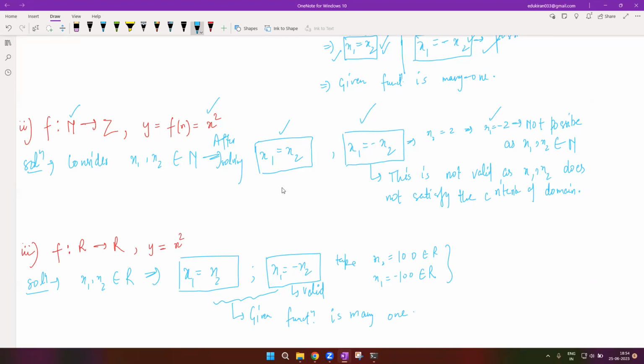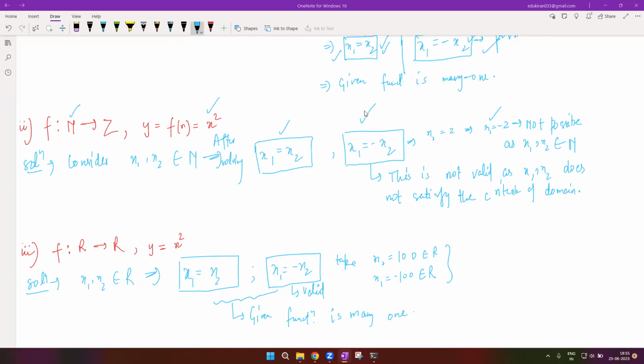Wait, wait, wait, x1 cannot be -2. Why? Because x1 is part of the domain. Yes, exactly Shaviz, x1 and x2 both have to be from the natural numbers. So x1 is equal to -2 is not possible in this case, because x1 and x2 both have to be from the set of natural numbers. Hence, this solution is not valid. This second equation is not valid because it does not satisfy the condition of the domain.